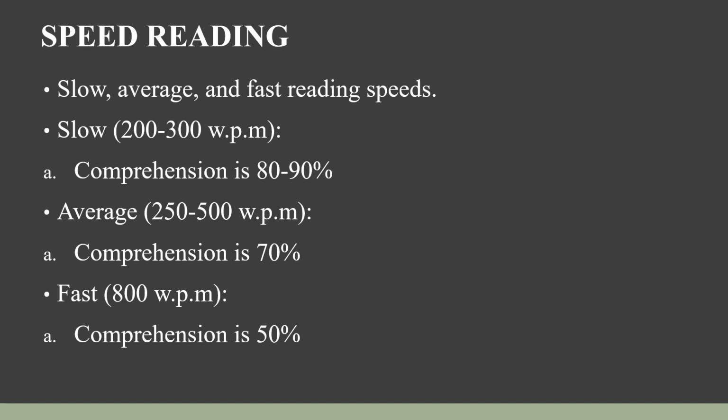Fast reading speed means that you read 800 words per minute, and this speed is usually used when you're skimming something, and skimming is a type of reading skill in which you require the highest rate of speed, and the comprehension is 50%.